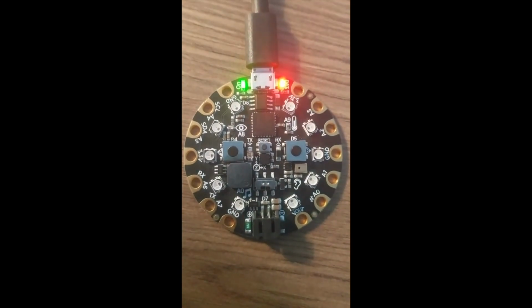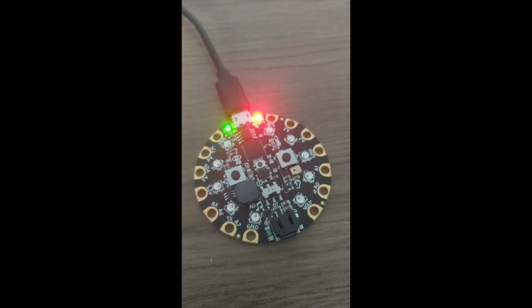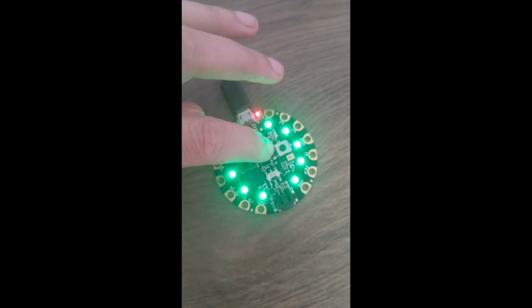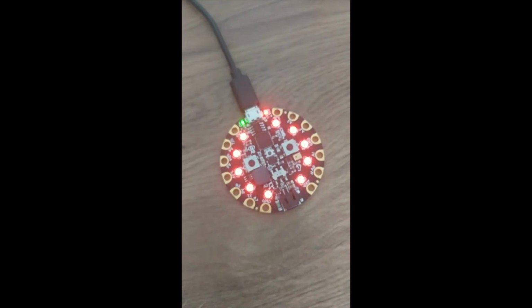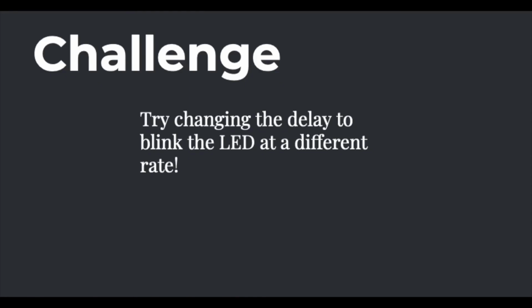Now we can see the red indicator LED D13 blinking. If you encounter any problems uploading your sketch, you can press the reset button twice and reset your controller. For your first challenge, try going back to the sketch and trying to get the LED to blink at a different rate. As a hint, try using a different delay value.